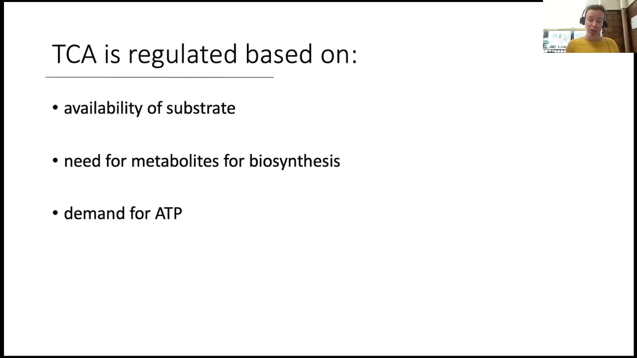Okay, folks, time to jump into the fun stuff. So, the citric acid cycle, the TCA, is regulated based on availability of substrate, the need for metabolites for biosynthesis, and demand for ATP. So, there are a lot of different factors kind of impinging on flux through the TCA. We'll learn about a few of those today.